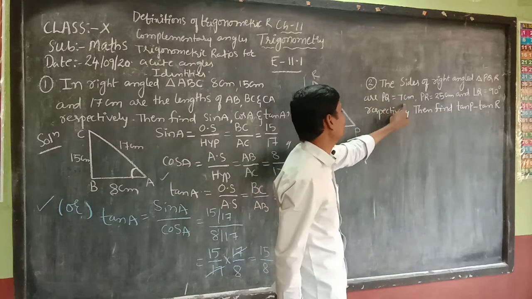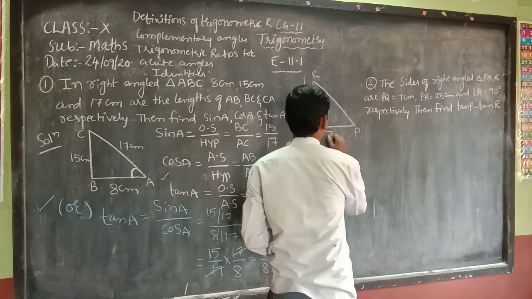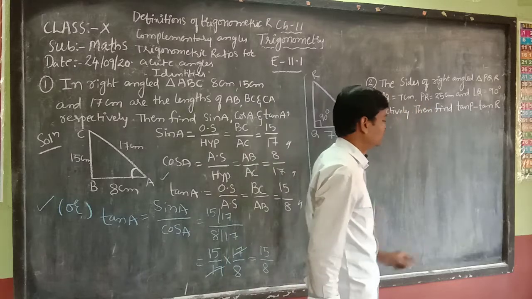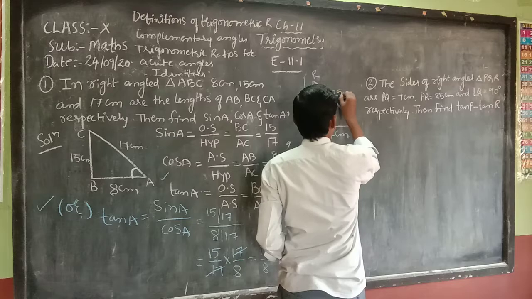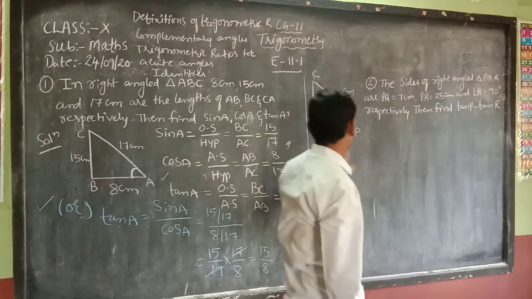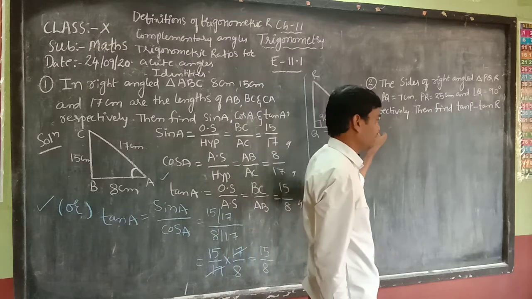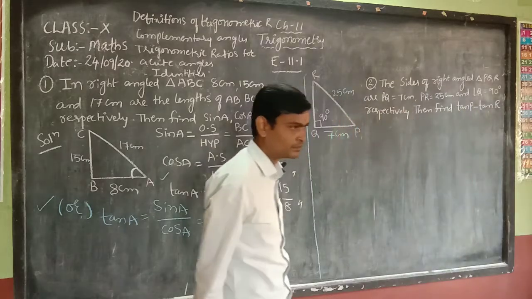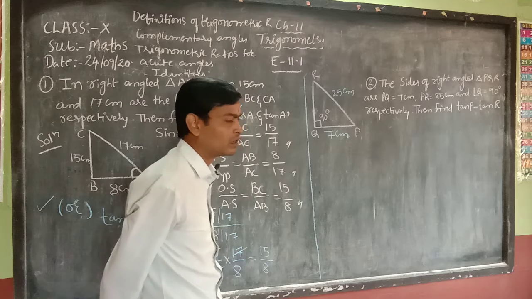The sides of the right angle triangle PQR are: PQ, how much has he taken? 7 centimeters. This is 7 centimeters. And PR is 25 centimeters. And angle Q is 90 degrees, as he has given and we mentioned already, respectively. Then find tan P minus tan R. We have to find tan P minus tan R.